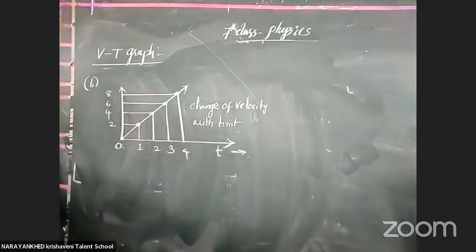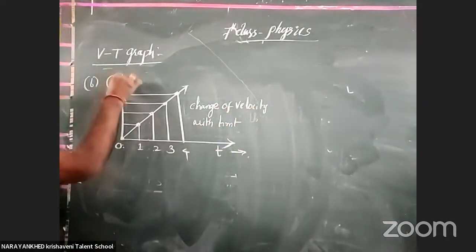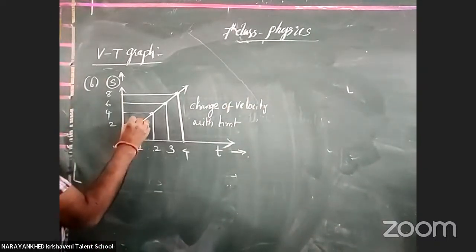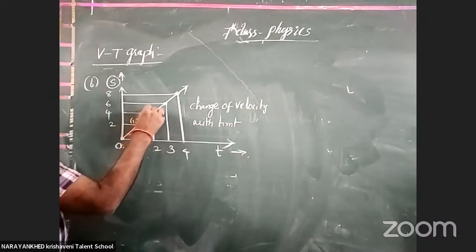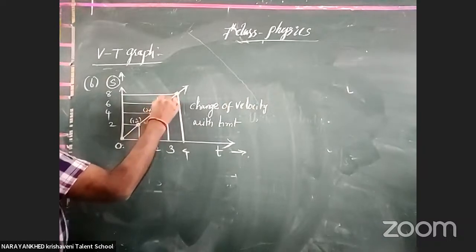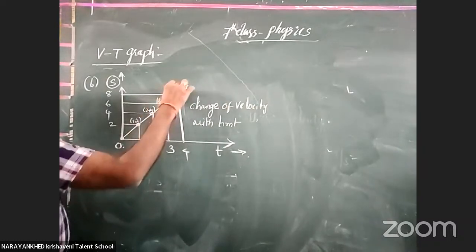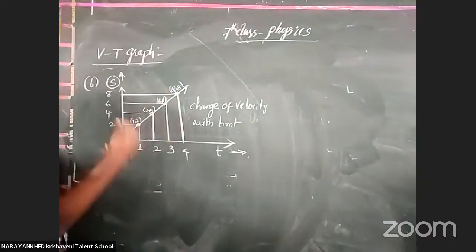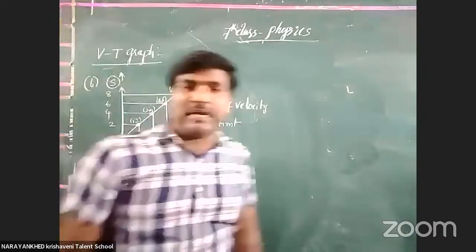Here T is time, and this is the displacement made. The points are 1 comma 2, 2 comma 4, 3 comma 6, and 4 comma 8 that we are considering. From this graph, so much information can be obtained.